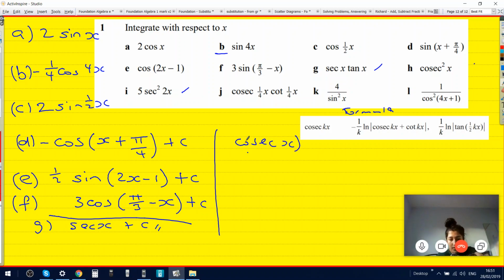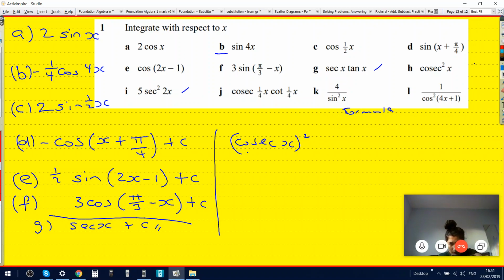Don't know how it helps, but. And then we said minus 1, so it's minus ln. No, it's not. You'd add 1 to the power. Yeah. And what do you do with the new power then? So it's cosec x to the power 3. Yeah. So is it 1 over 3 cosec x to the power of 3?